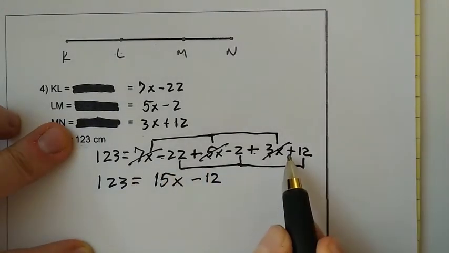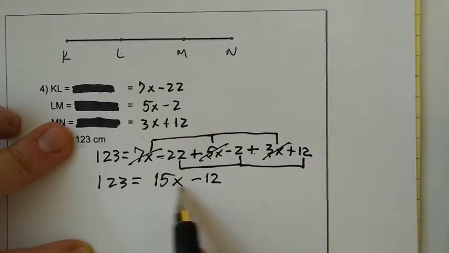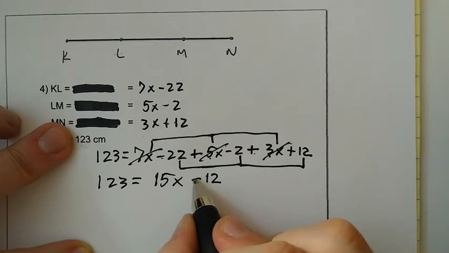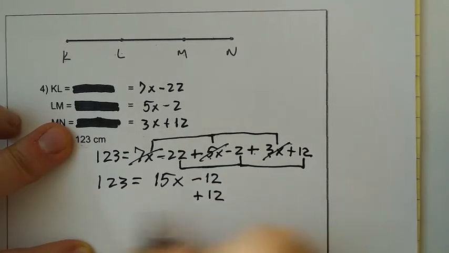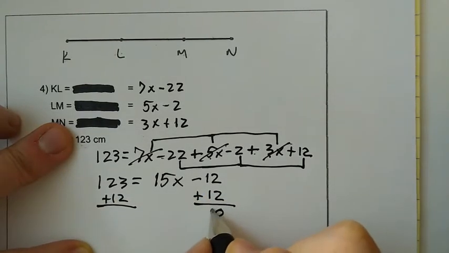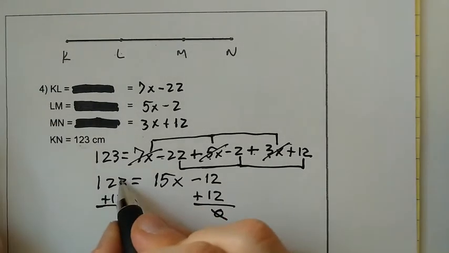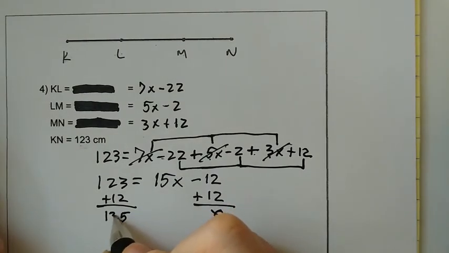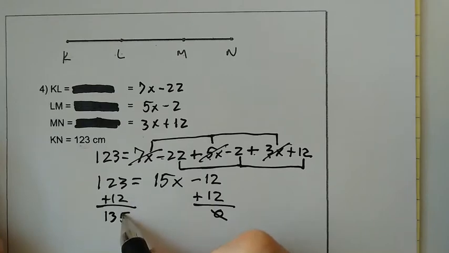Now that we've combined like terms, next step, start away from the variable. We do the opposite. So opposite of subtraction is addition. What you do to one side, you have to do to the other. Negative 12 plus 12 is 0, so that can go away. 123 plus 12 gives us 135. 3 plus 2 is 5. 12 plus 1 is 13.